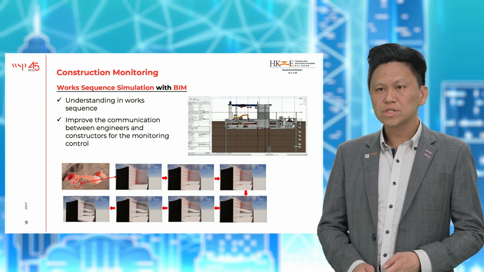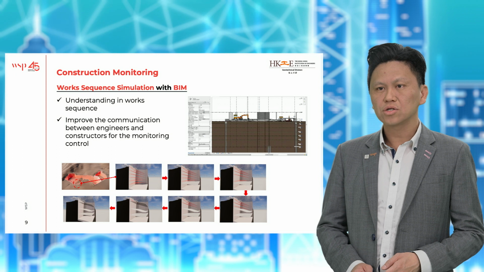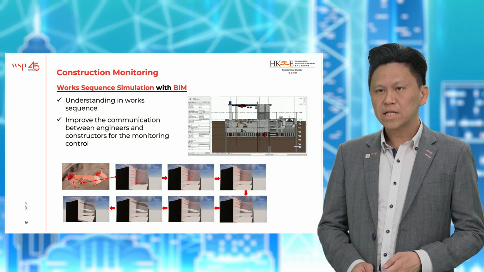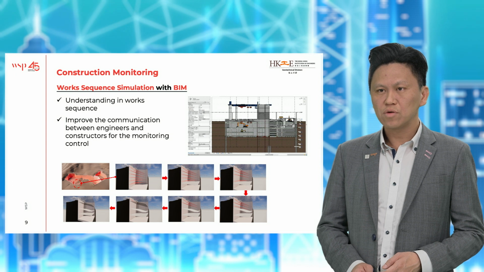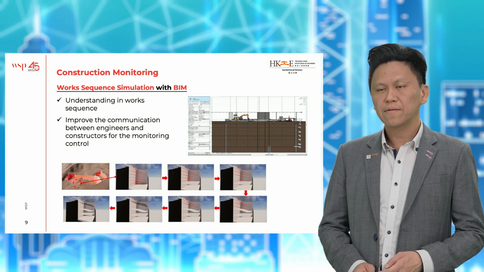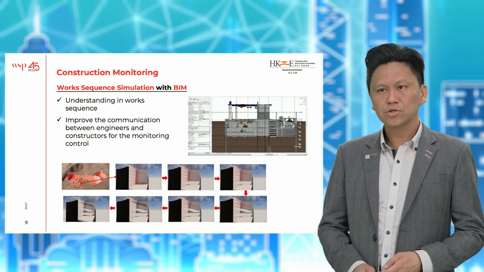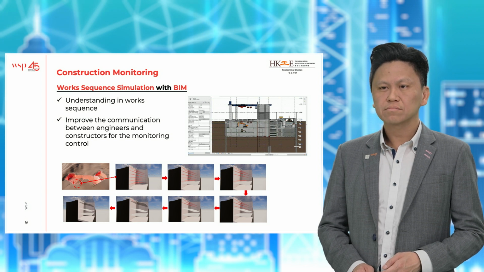BIM can also be used to simulate the step-by-step work sequence to optimize both design and construction. For example, it can be used to identify potential conflicts between different elements of construction, such as the top-down construction method and the soil removal sequence in ERS work. This simulation of construction method works as a rehearsal, which allows the engineer and contractor to understand it more before the actual work progresses.